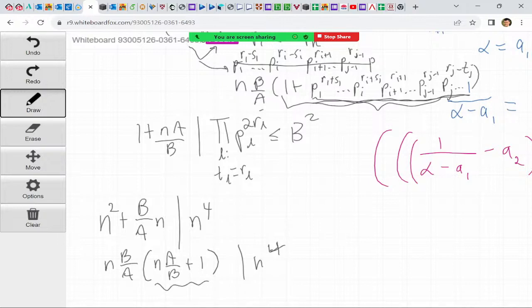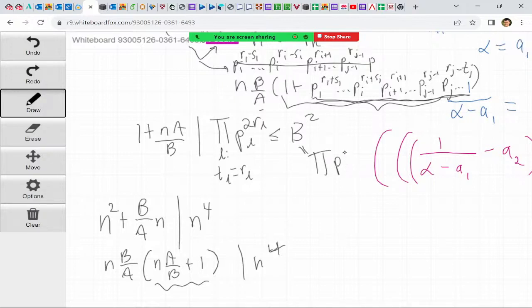So that means the r_j has to equal the t_j for it to be in the stuff that's being divided, yeah? But that's less than b squared. You see that? Oh, nice. So 1 plus... okay, so b squared divides this, which equals the product.